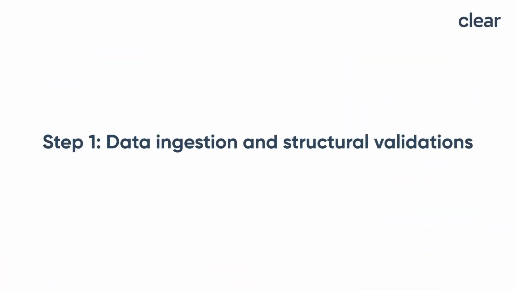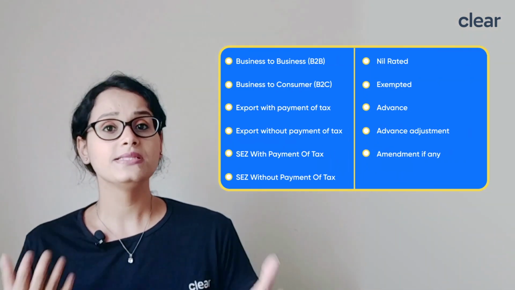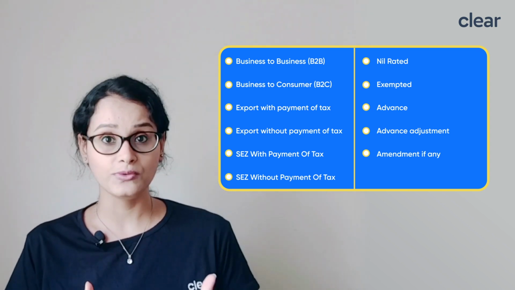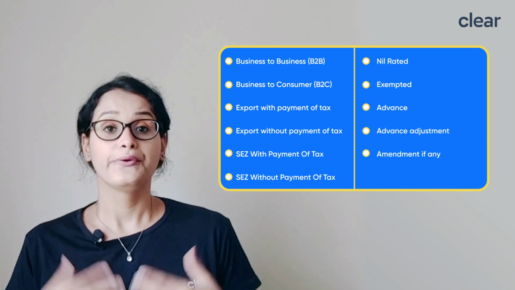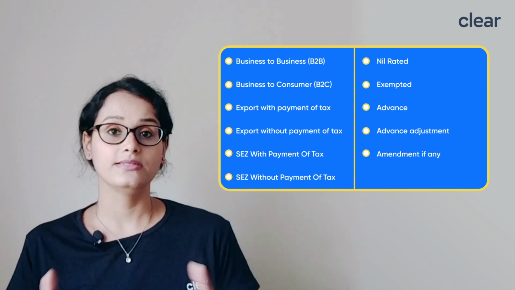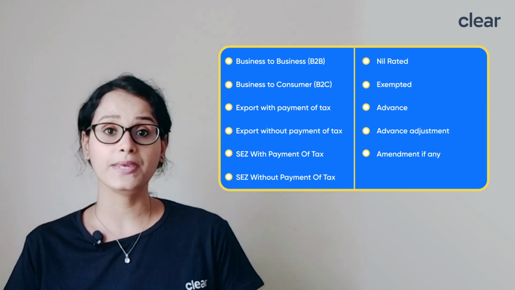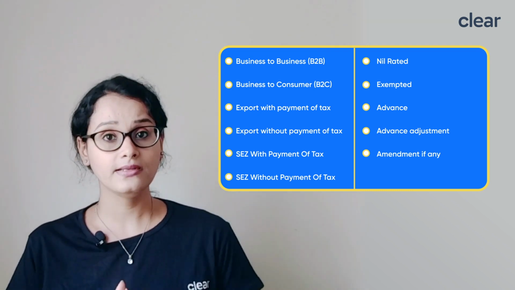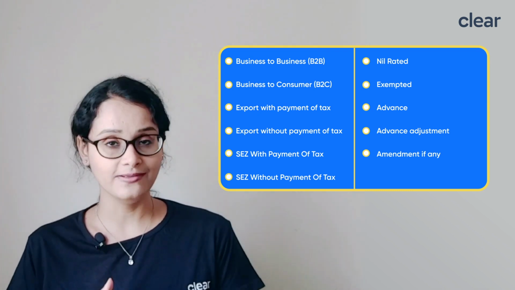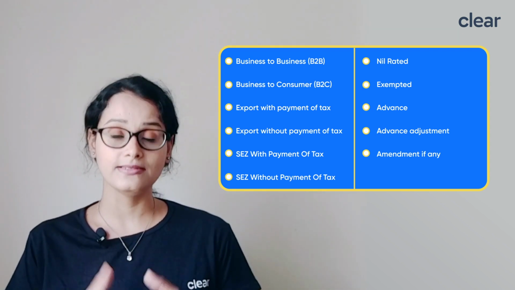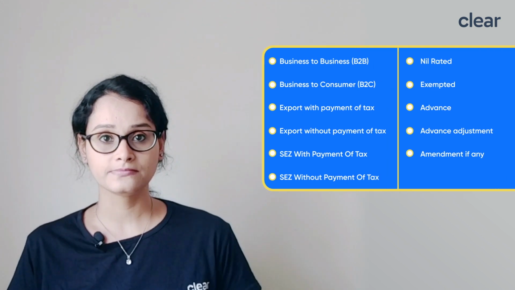Data ingestion. Here are the types of documents to be uploaded in GSTR-1: business to business or B2B, business to consumer or B2C, exports, SEZ supplies, non-GST supplies, and advances. It is important to note that an invoice may be created with many fields including mandatory, optional, and conditional. All these documents must be ingested in the requisite format.